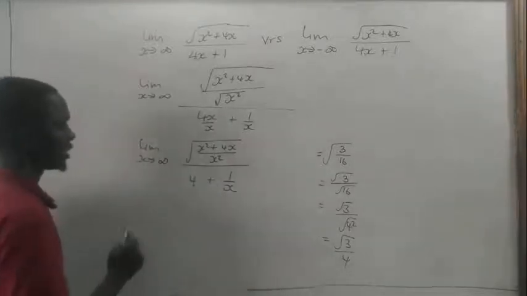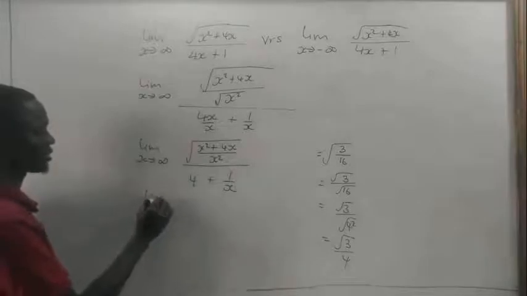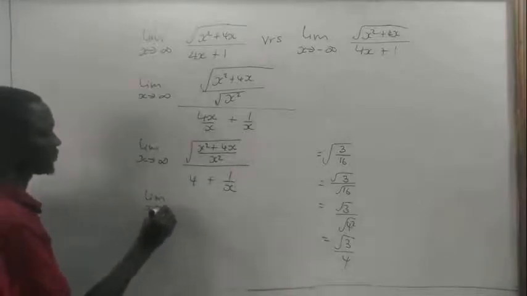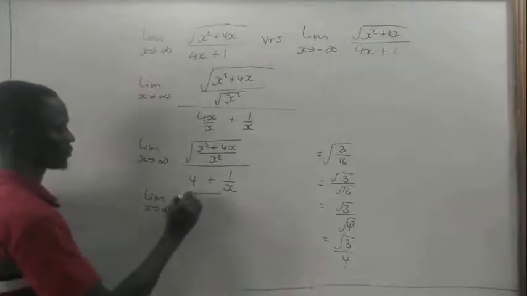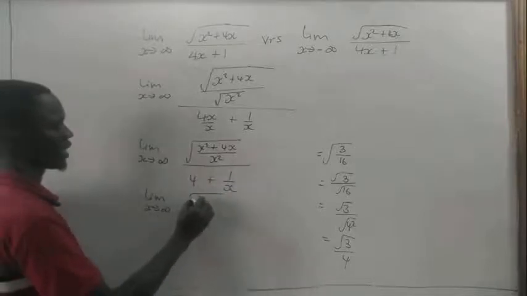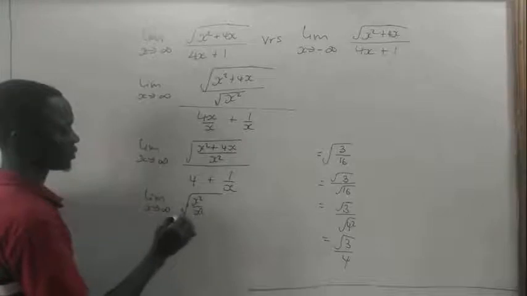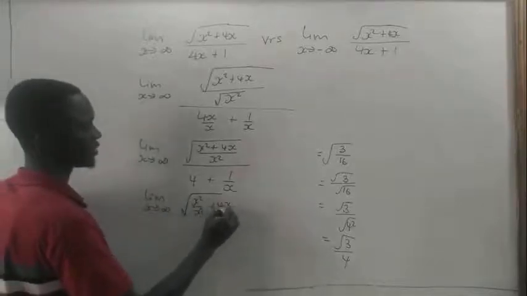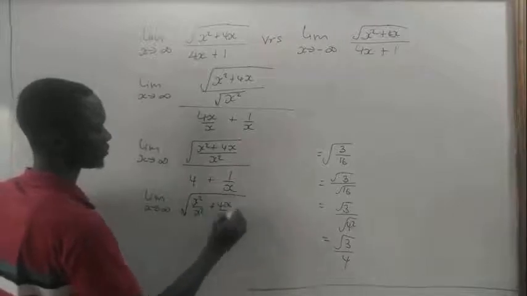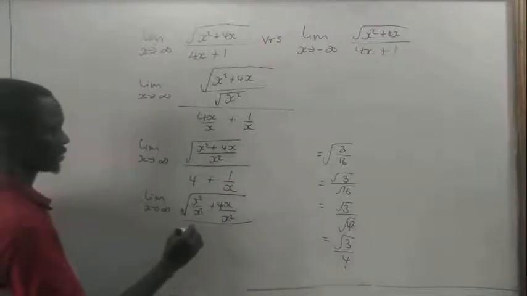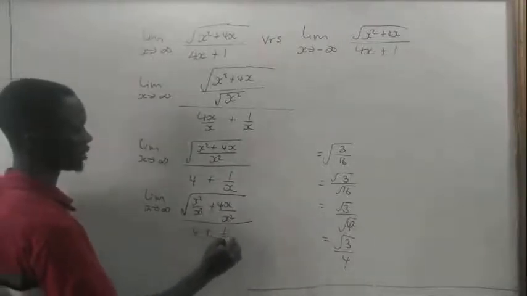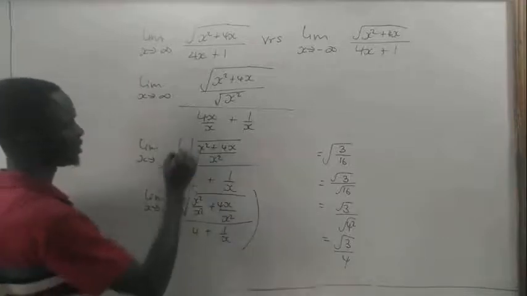Simple. So here I'm going to have the limit as x approaches infinity of the square root of x squared divided by x squared plus 4x divided by x squared, divided by 4 plus 1 on x. Let me put this in brackets.